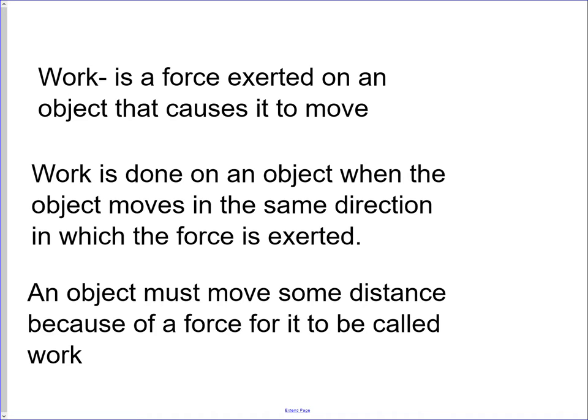Our first part here is: work is a force exerted on an object that causes it to move. Work is done on an object when the object moves in the same direction in which the force is exerted, and an object must move some distance because of a force for it to be called work. So pretty much what that is telling us, when we're doing work, there needs to be a force and there needs to be a distance moved. The force and distance will usually be working in that same direction, but it also lets you know that if you don't have a distance, if it doesn't travel a distance, then it wouldn't be work, and that's an important thing to note.